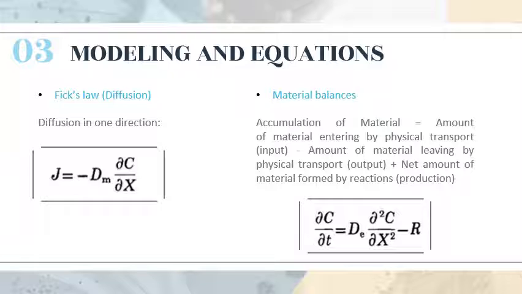The amount of material entering by physical transport, less the amount of material leaving by physical transport, plus the net amount of material formed by reactions. When it is applied to a solid with rectangular geometry, in which Fick diffusion is the physical transport mechanism, the material balance becomes like Newton's differential equation, where R denotes the net rate of production of the molecules.